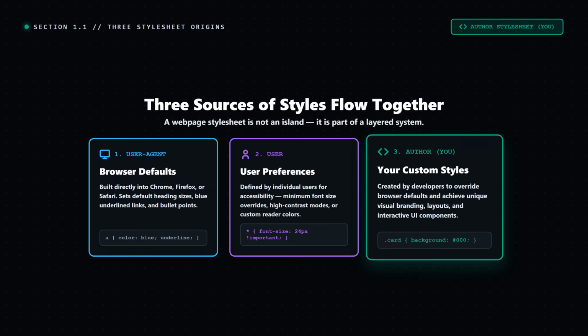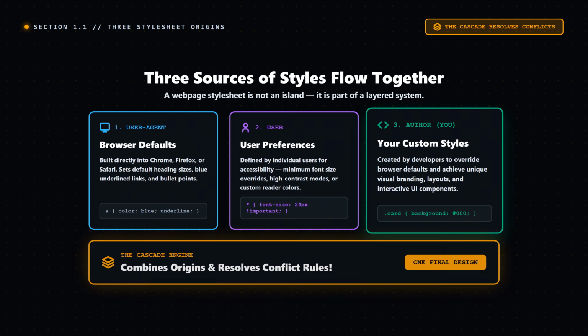You create these rules to override the browser defaults and achieve your own design. The Cascade, which we'll dive into in Chapter 4, decides how these 3 origins combine and which rules win when there's a conflict. But the important concept right now is that a style sheet is not an island. It lives in a system where multiple sources of styles flow together.